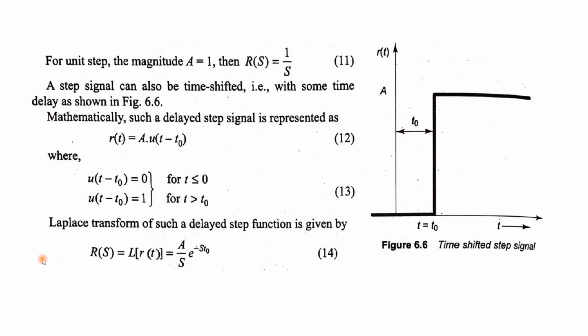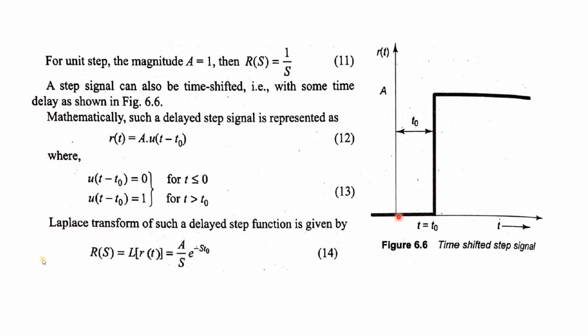For the unit step, the magnitude A is 1, so R(s) equals 1 by S, as I've told you. Now there can be a time-shifted version also. Time shifted means you don't want the signal to start at 0. You want to start the signal at some time t0. t0 can be anything: after 1 second, 5 seconds, 10 seconds, whatever. So your input is a unit step signal, but you want the signal to start after some time lag.